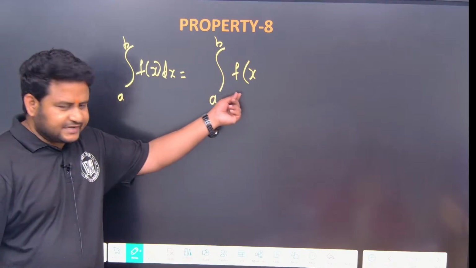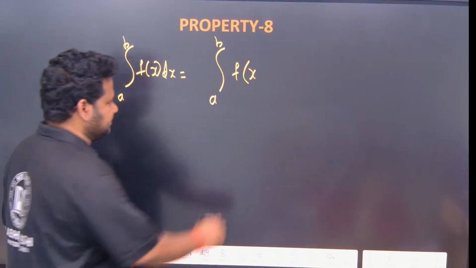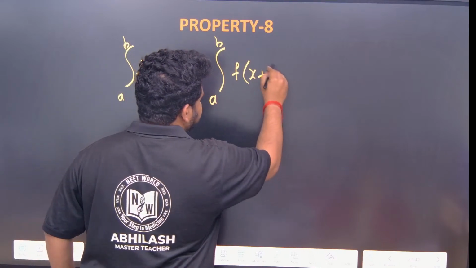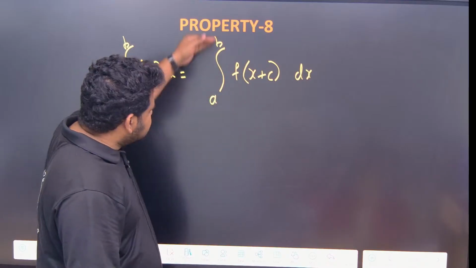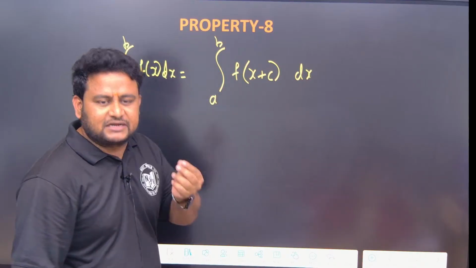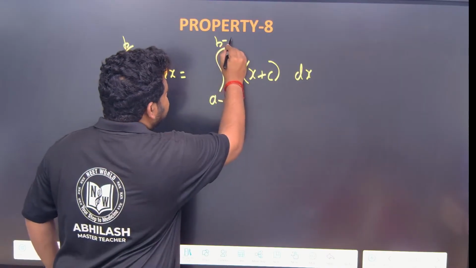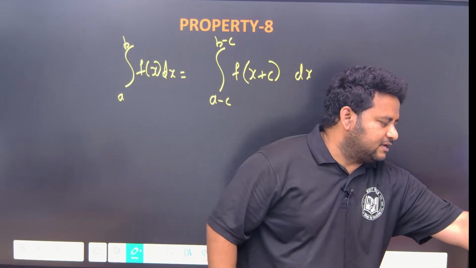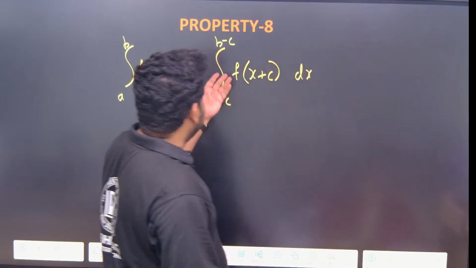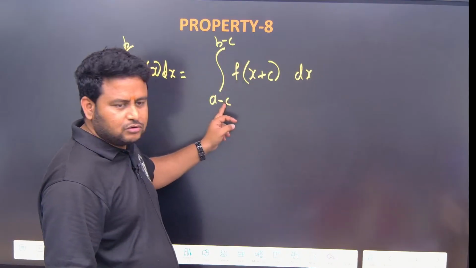Now for this x, if I am adding some constant, let me say a constant c, f of x plus c dx. If I am adding the constant here, then from these limits, that is a to b, I have to subtract the same constant. This is plus c means here it should be a minus c, b minus c. This is property number 8. If I am adding here, I have to subtract there.